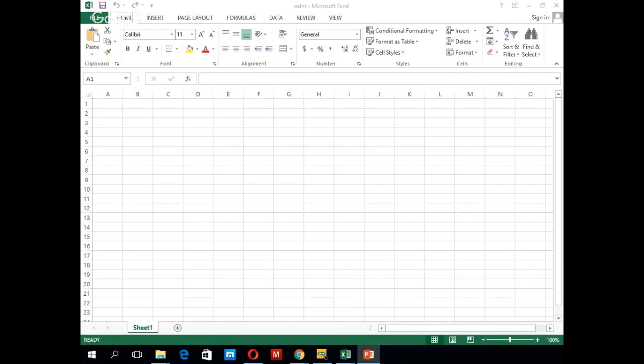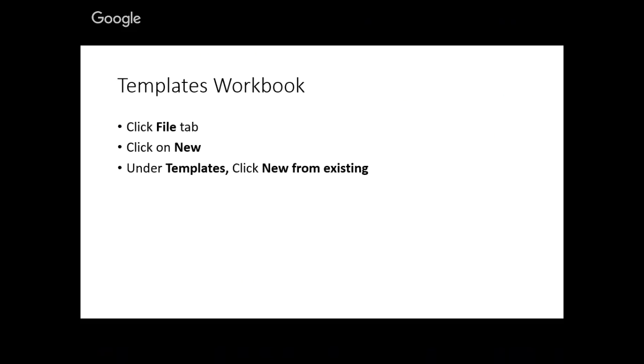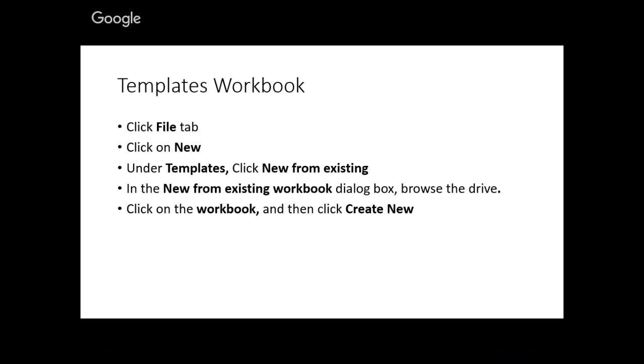So let's look at that one as well. Now, to create a workbook from an existing workbook, simply do the following. Just click on the File tab. Then on the File tab, click on New. If you're using Office 2007 and 2010, then click on the template, click on New from Existing. Then in the New from Existing dialog box that will appear, browse your drive and select the workbook that you want to create new out of. Then click on Create New. Then it will create a new copy.